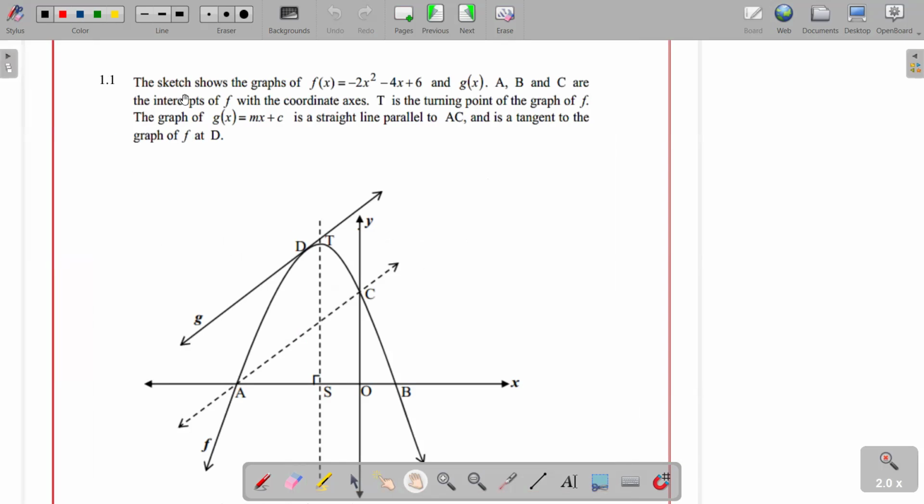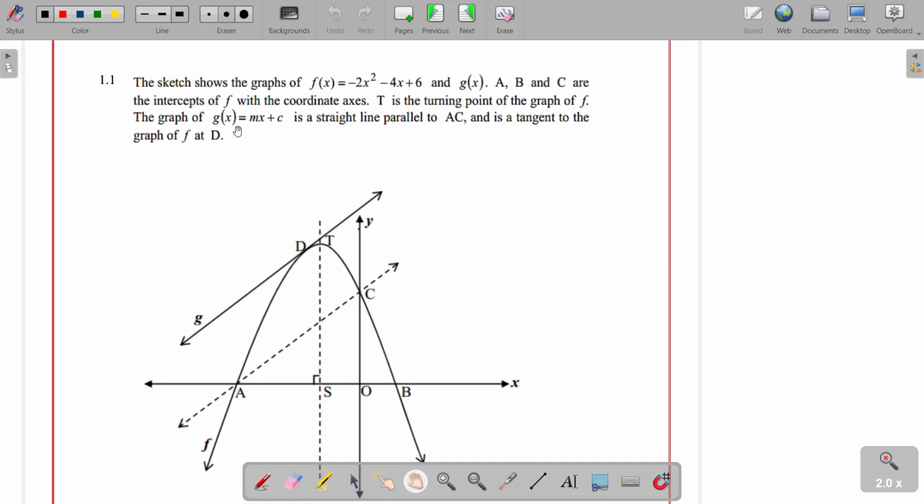We are given the sketch shows the graph of f(x) equal to minus 2x squared minus 4x plus 6 and g(x). Then A, B, and C are the intercepts of f with the coordinate axes, meaning as we can see, our A and our B are the x-intercepts and C is the y-intercept. Then we are also told T is the turning point of the graph of f. Here is T.